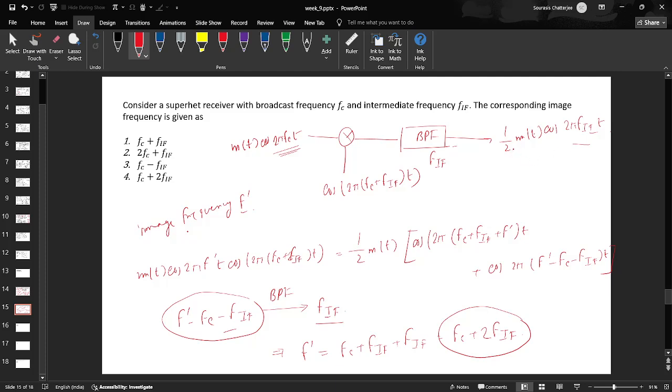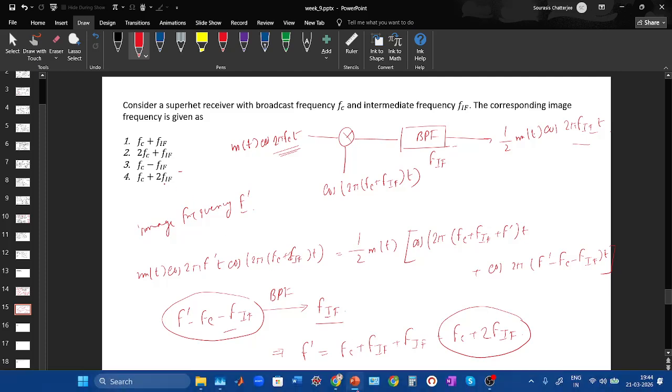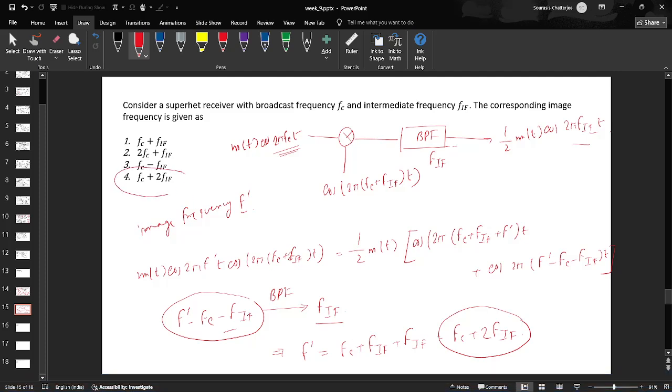For the superheterodyne receiver, the corresponding image frequency is given as fc plus 2 fif.